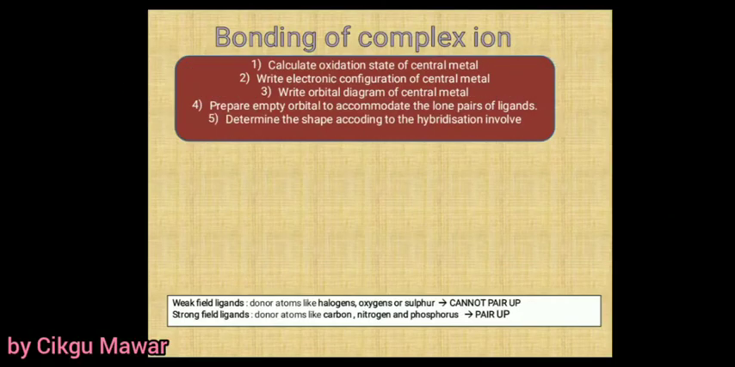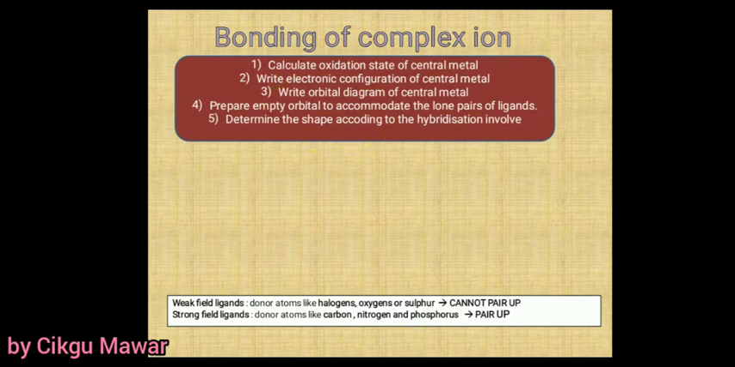Okay, the second part of complex compounds is bonding of complex ions. How to draw the structure of a complex ion? Here are the steps in order to draw the structure of a complex ion.